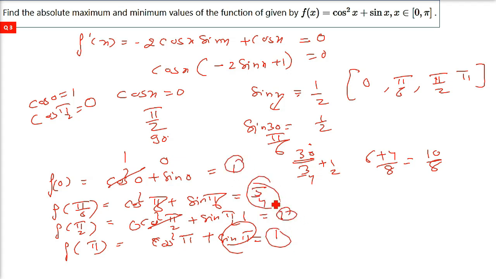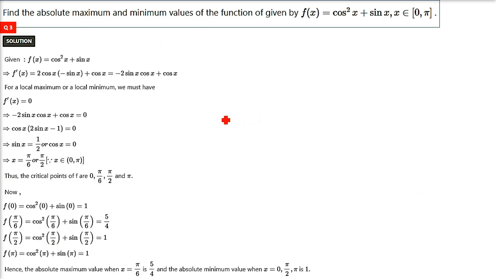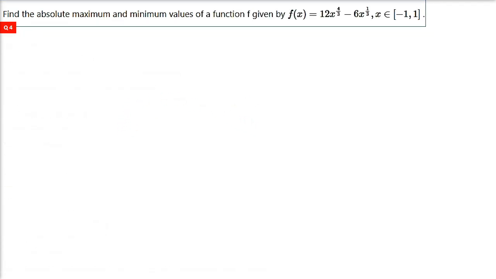5 by 4 is greater than all these 1s. So at x equals pi by 6, we got the highest number, which is the absolute maximum. But at 0, pi by 2 and pi, we got the minimum number, which is 1. Now this is how we have to complete this, and all this writing is a must, which I told you, and you can try by yourself also.